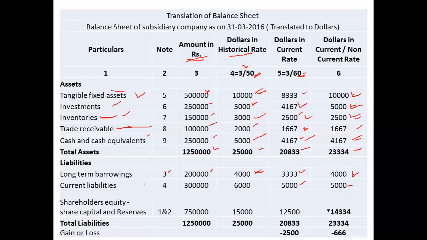Next, the current liabilities as the fourth item, 3 lakh rupees, divided by 50. We got 6,000 dollars at the historical rate. Dollars at the current rate, divided by 60, 3 lakh gives 5,000. Current liability is obviously a current item, so in the last column, dollars in current and non-current, it should be taken at the current value. Next, shareholders' equity. Here, share capital and reserves have to be taken into one column, both the same, share capital and reserve.